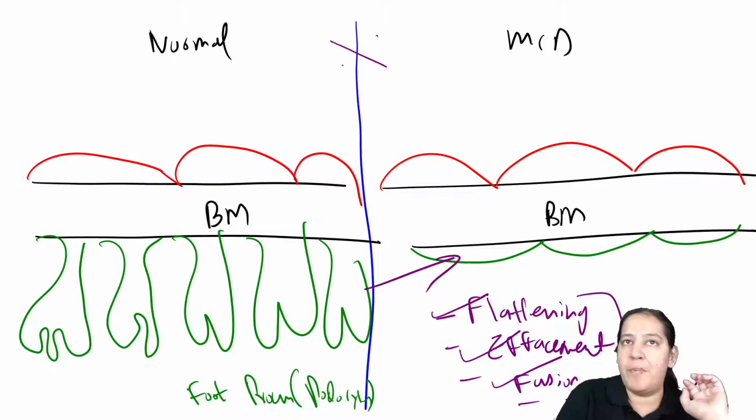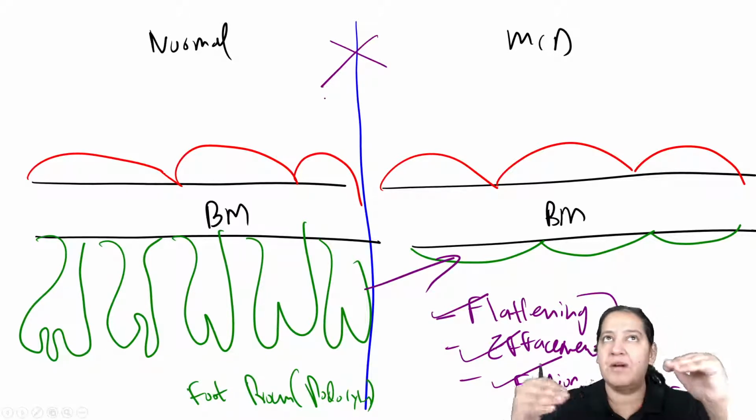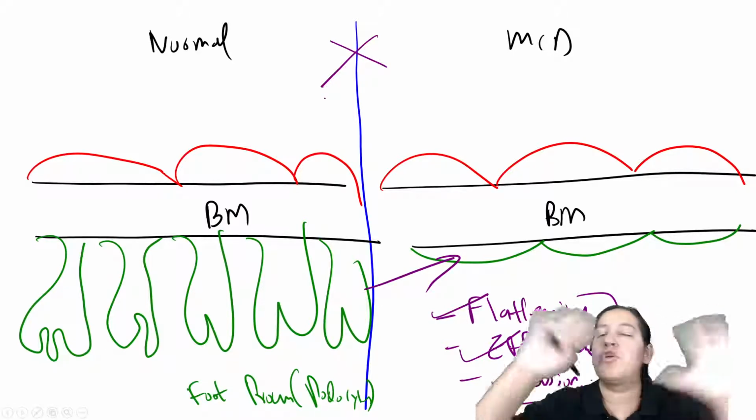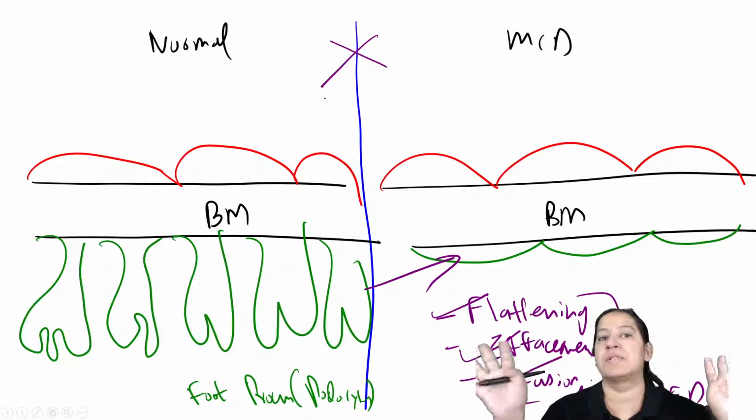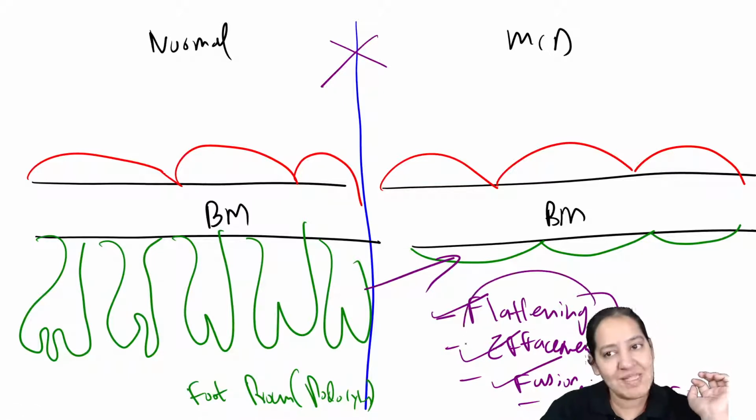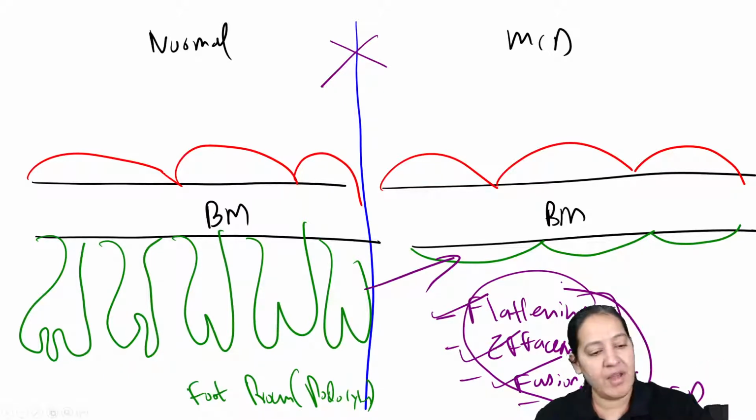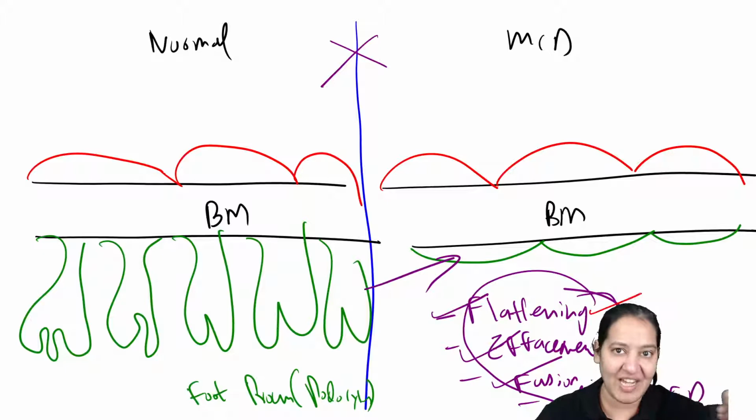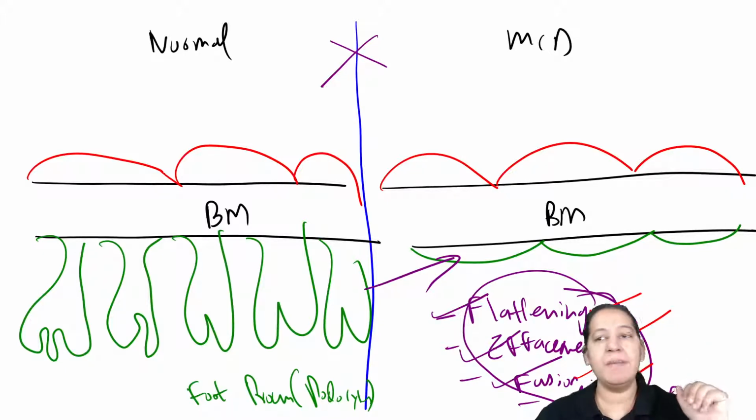In MCD, there are no deposits. It is not any deposit, intramembranous or subepithelial or subendothelial or mesangial. No, there are no deposits. There is flattening, effacement, fusion, or loss of the foot processes. Please learn all these terminologies. Sometime in your exam, the examiner will say flattening. Sometime he will say effacement. Sometime fusion or loss. So you should know the meaning of all these.